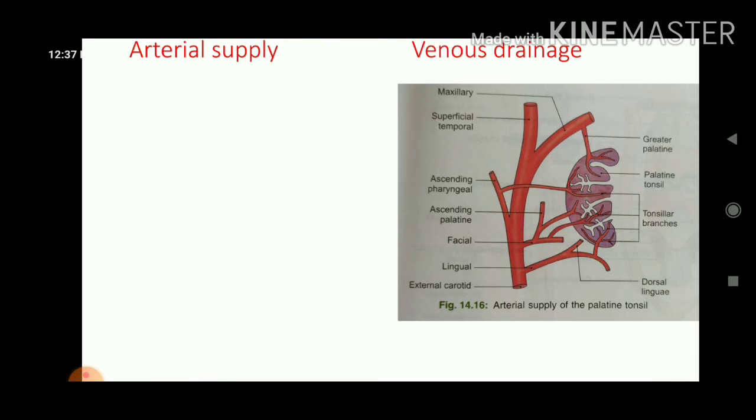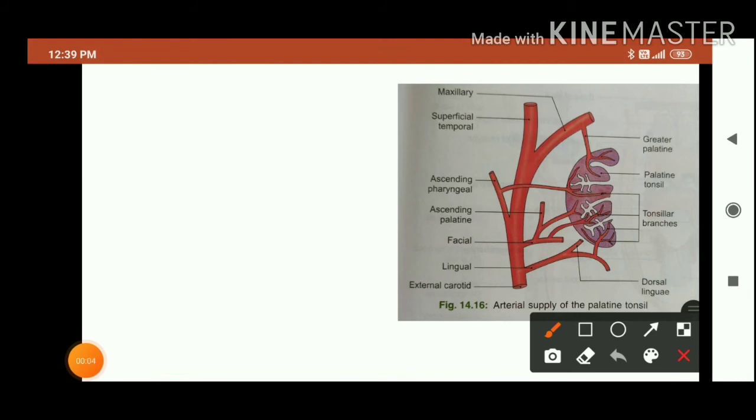Now we come to the final part of today's session, which is the arterial supply, venous drainage, and nerve supply of palatine tonsil. Okay, now come to the arterial supply. The arterial supply is from the facial artery by the tonsillar branches. These are the tonsillar branches, and this is the facial artery. From the facial artery, these tonsillar branches arise, and this will mainly supply the palatine tonsil.